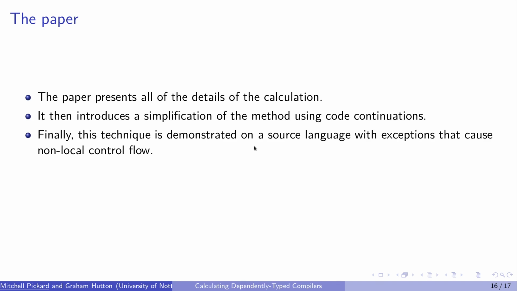Finally, the paper demonstrates the technique on a more complicated source language that adds exceptions. These cause non-local control flow, where the stack doesn't just grow and shrink linearly, demonstrating that the technique works on more complicated examples. And again, it's all type safe. Even when exceptions are thrown, you know exactly what's going to happen to the stack.